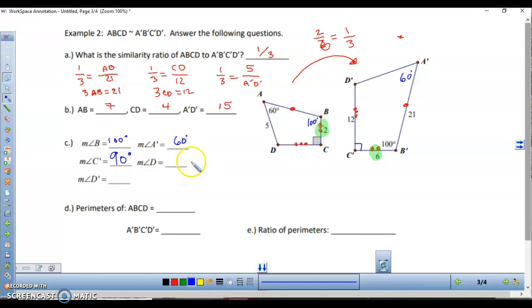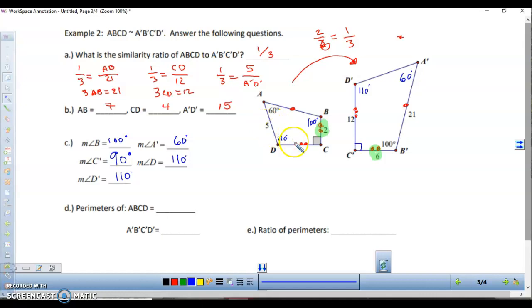Much better. All right, and then finally for D, notice that D and D prime are both blank, but that's not a big deal because I can figure that out by simply saying, hey, in a quadrilateral, all the angles add to 360. Well, 60 and 100 and 90 is 250 degrees, so that leaves 110 degrees for D and D prime.